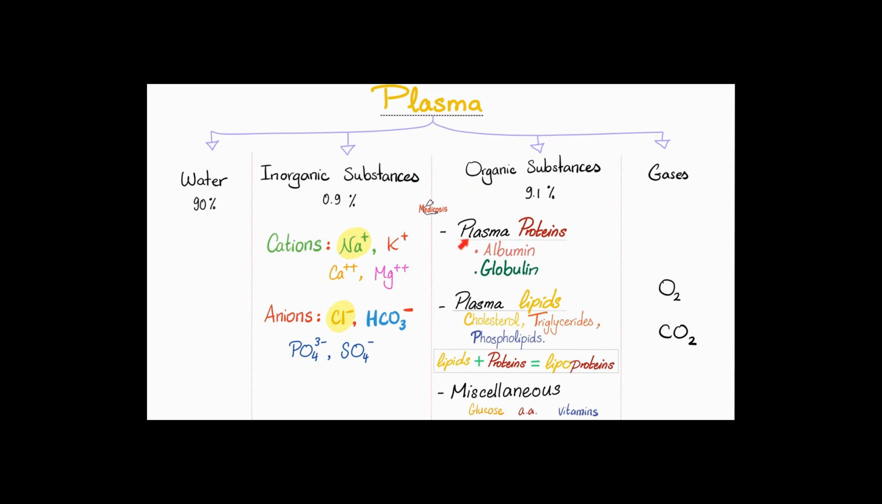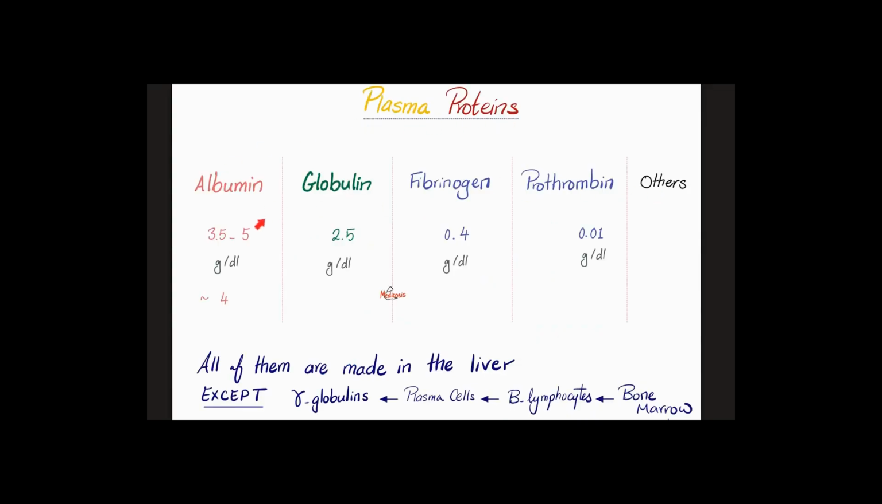Let's focus on the organic. You have plasma proteins such as albumin and globulin. Today we're talking about globulin because the antibodies are globulins. All of these lovely plasma proteins come from the liver, with the exception of the gamma globulins. These are the antibodies, because the antibodies come from the plasma cells, and the plasma cells come from the B lymphocytes, which come from the bone marrow stem cells.